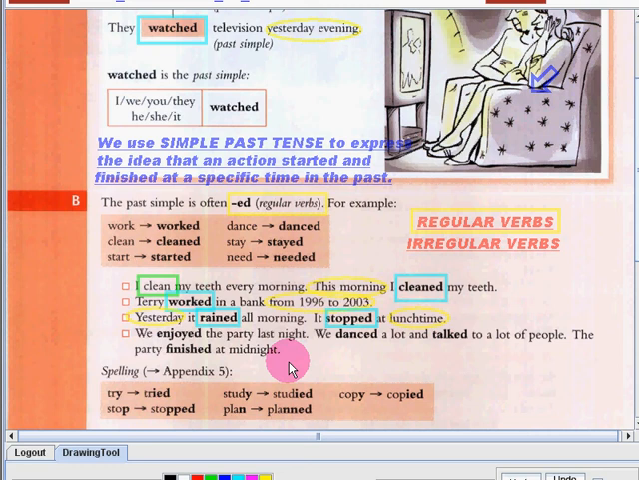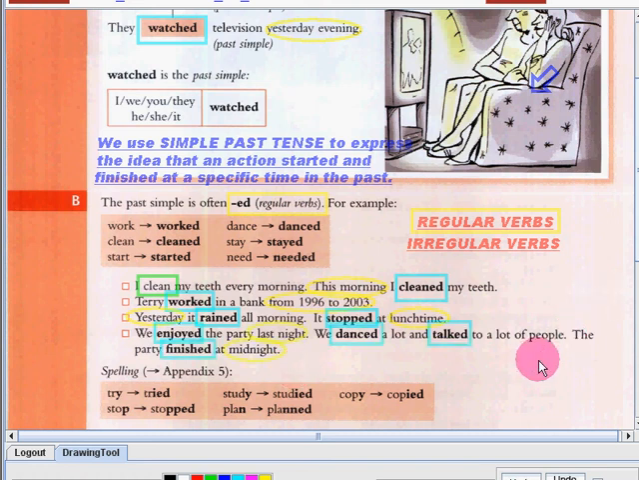Now let's go into the last sentence. We enjoyed the party last night. We danced a lot and talked to a lot of people. The party finished at midnight.